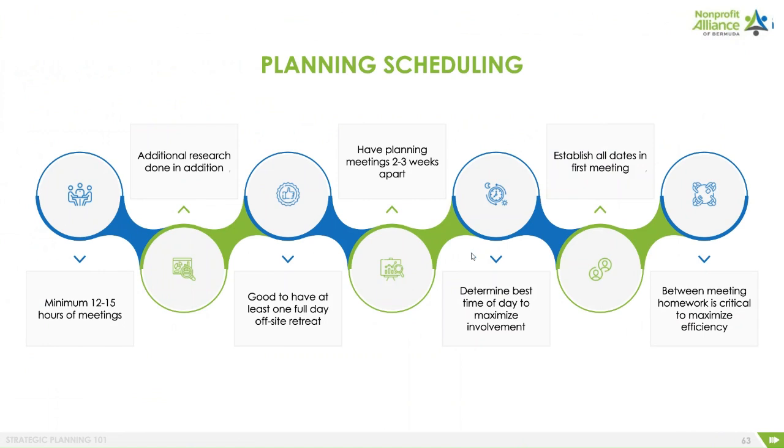Commit to at least 12 to 15 hours of meeting. Make room for additional research that has to be done. It's good to have at least one full day of off-site retreat. Schedule planning meetings 2 to 3 weeks apart. Establish all dates in the first meeting. Determine the best time of day to maximize involvement. And between-meeting homework is critical to maximize efficiency.